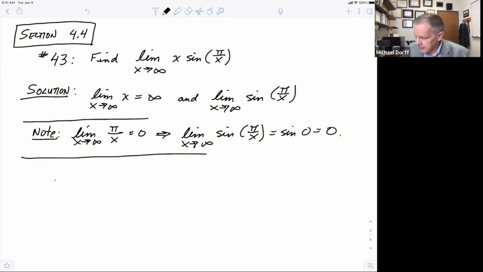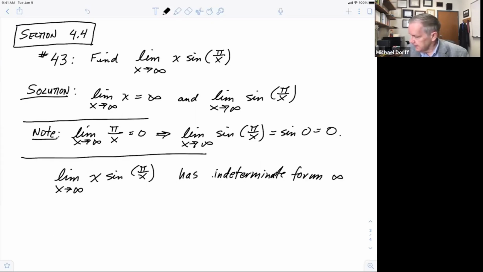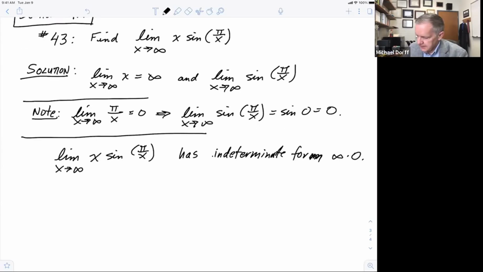So in this case, here we have the limit as x goes to infinity of x sine of pi over x, and that's going to have indeterminate form of infinity times zero. And so that means I should rewrite this in a form that gives a rational expression that has 0 over 0 or infinity over infinity, and then I can use L'Hopital's rule. So how can I rewrite x sine of pi over x?